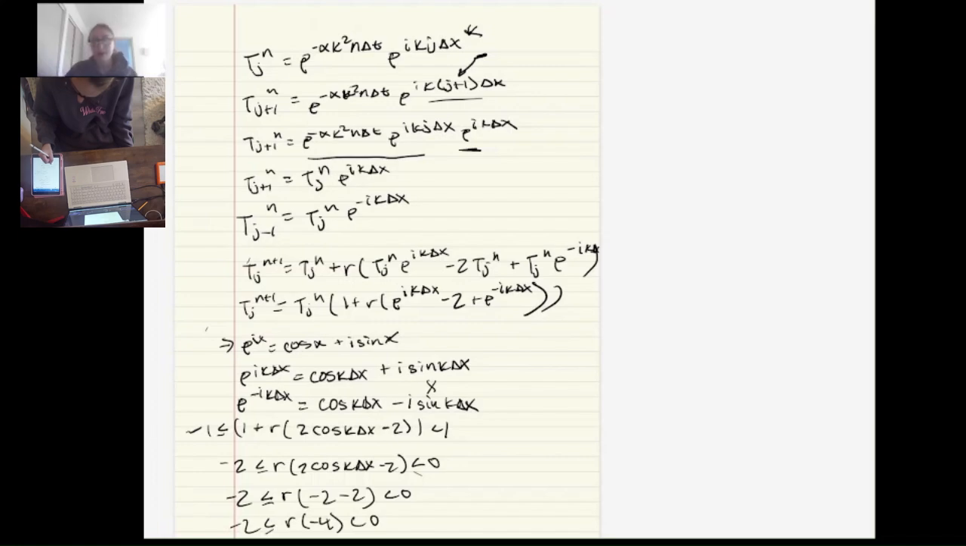Okay, and then if we divide by negative 4, that switches the sign. So it's saying that r is less than or equal to 1/2. So this is why, when we were doing the coding, there was no stability when r was greater than 1/2, or greater than 0.5. So this is why that works out that way. So that is the end of part A.